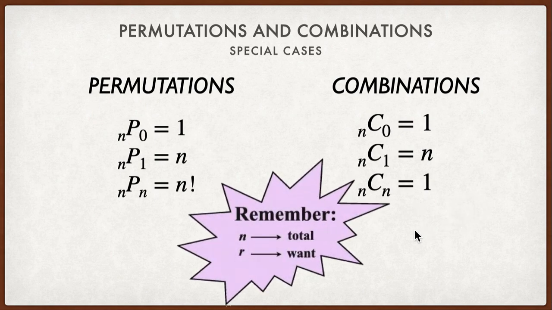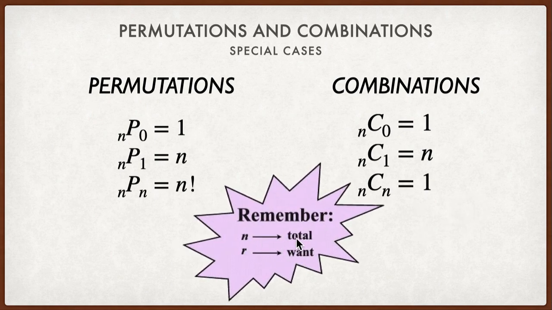Okay, so just remember that when you say n, it means the total, and r is what you want to arrange or to select. Arrangement is for permutation, and choosing, selecting, is for combination. So n is total, r is what we want.